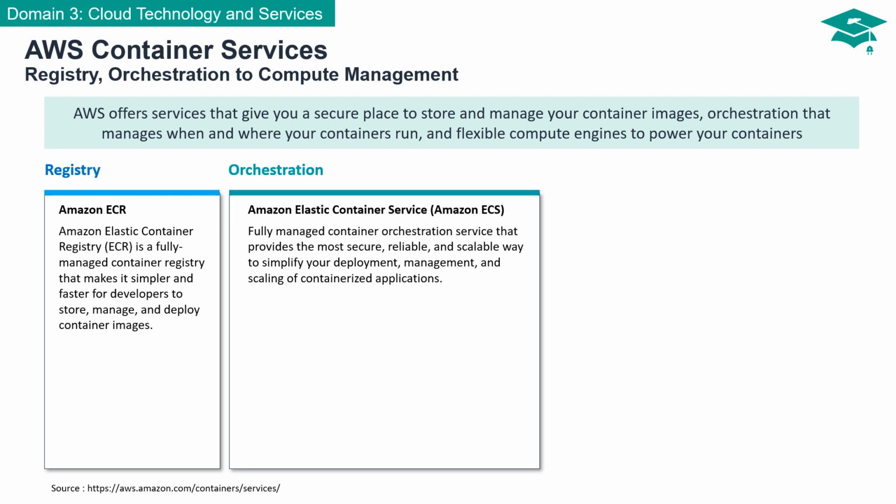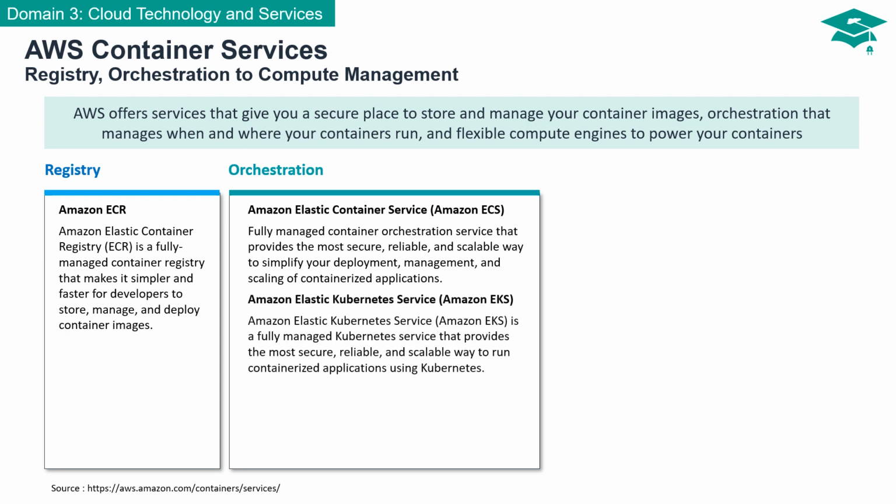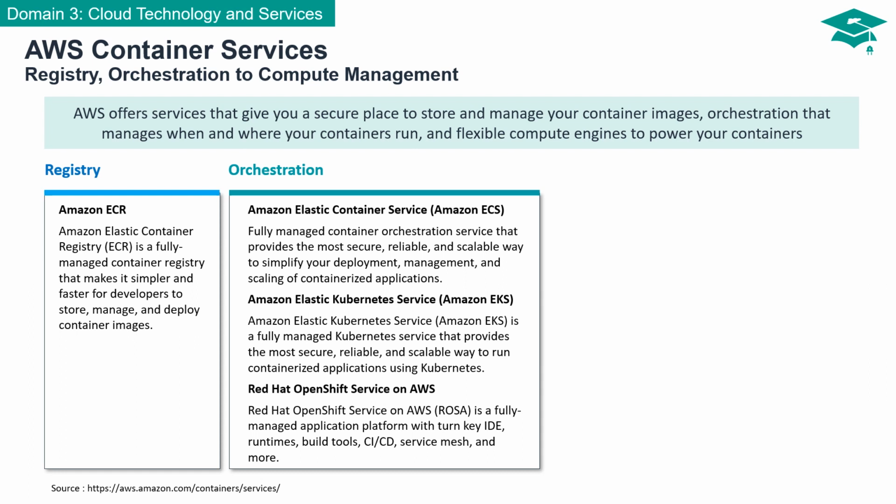First, Amazon Elastic Container Service, or ECS, is a fully managed orchestration service designed for the secure, reliable, and scalable deployment, management, and scaling of containerized applications. Second, Amazon Elastic Kubernetes Service, or EKS, is a fully managed Kubernetes service that provides a similarly secure, reliable, and scalable platform for running containerized applications through Kubernetes. Additionally, AWS provides Red Hat OpenShift Service on AWS, or ROSA, a fully managed application platform equipped with an array of development tools and services.